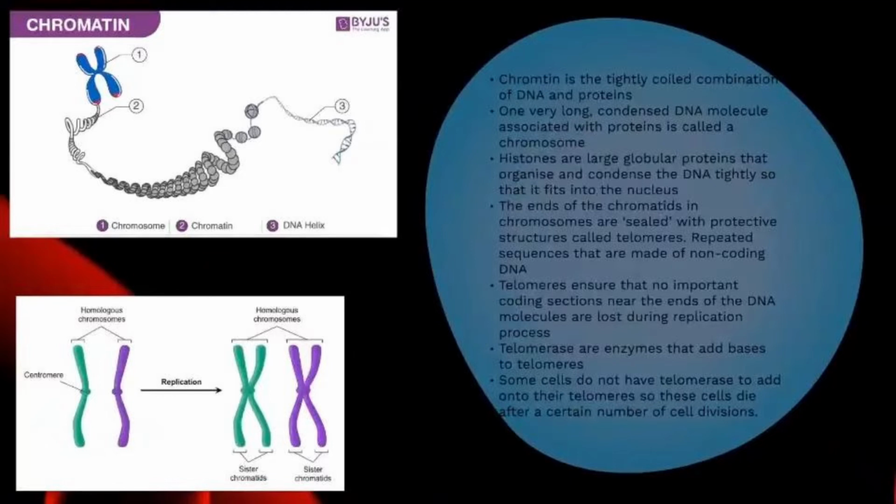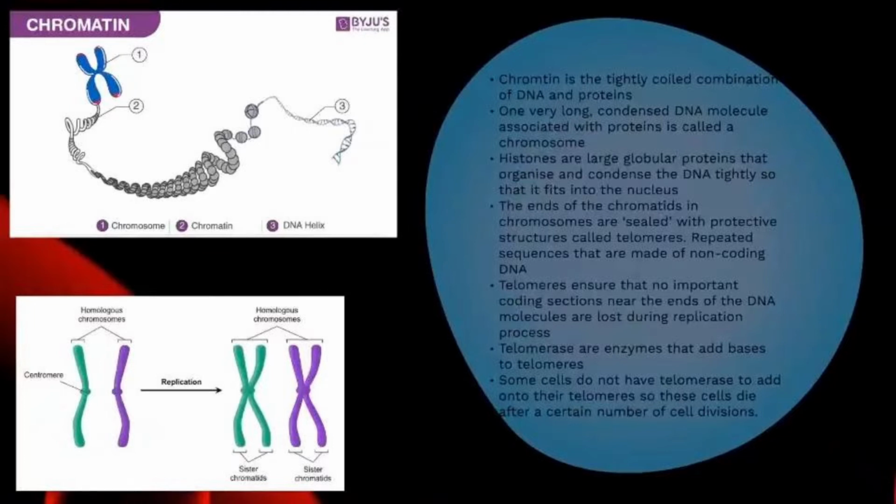chromosomes are made up of DNA. But if we actually go into this in a bit more detail, then we have the chromosome, which is made up of chromatin, and chromatin is made up of a DNA helix. So chromatin is the tightly coiled combination of DNA and some proteins, and these proteins are called histones. When this long winding DNA helix and these histones all come together and they're condensed, we call this a chromosome.